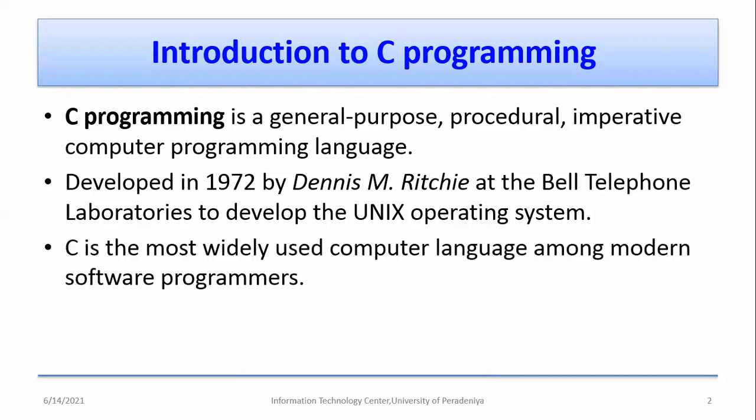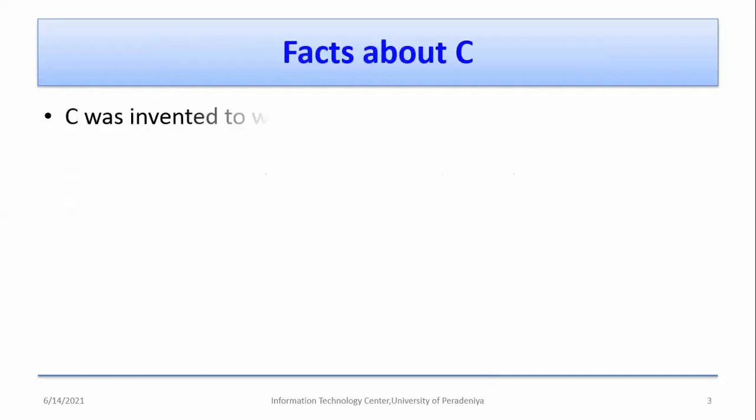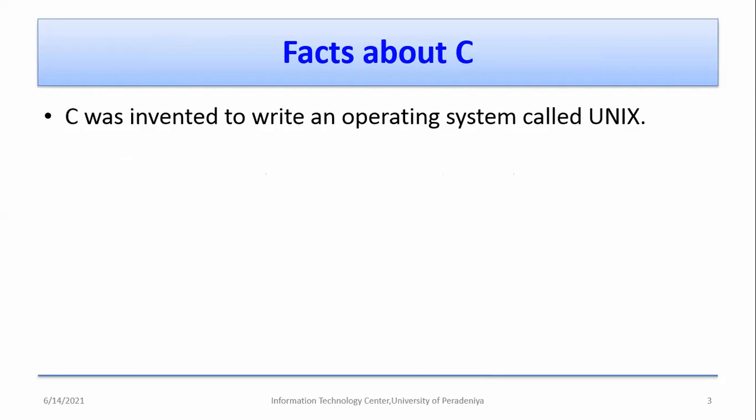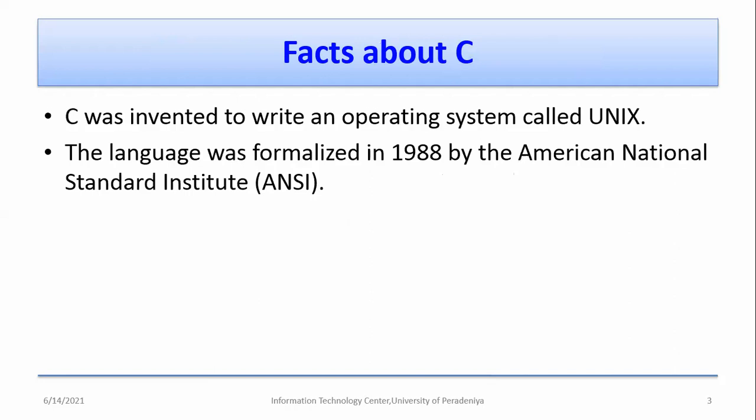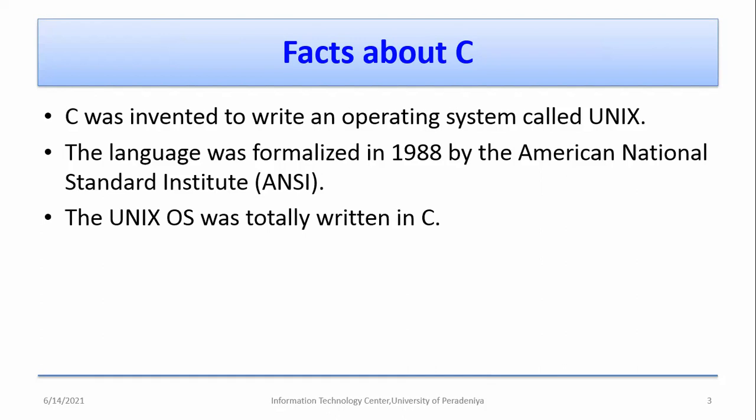It is the most widely used computer programming language among modern software programmers as well as beginners. C was invented to write the operating system called Unix, as I said earlier. The language was formalized in 1988 by the American National Standards Institute, so we call it ANSI. And the Unix OS was totally written in the C programming language.